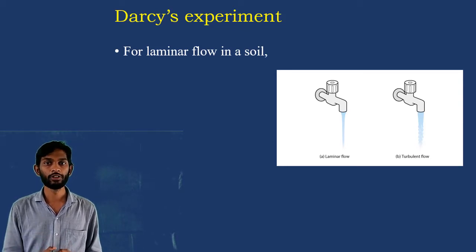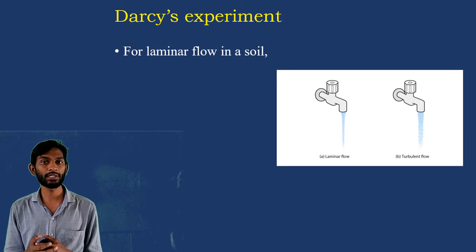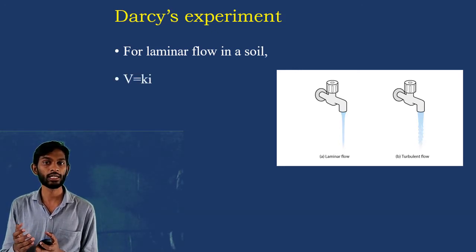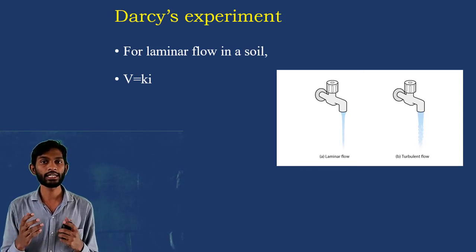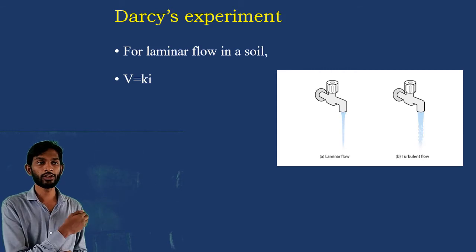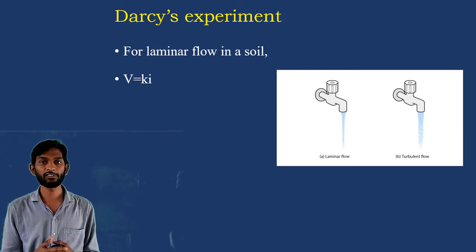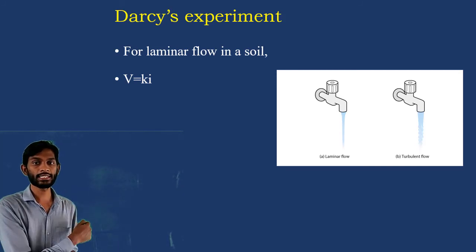Now what happens? We all know that velocity V equals K times I. So what actually happens here is the velocity of the flow doesn't meet the requirements of the permeability and hydraulic gradient. So here K is the coefficient of permeability and I is the hydraulic gradient. Okay, so we know that velocity V equals K into I, where K is the coefficient of permeability and I is the hydraulic gradient. Now this is Darcy's experiment.